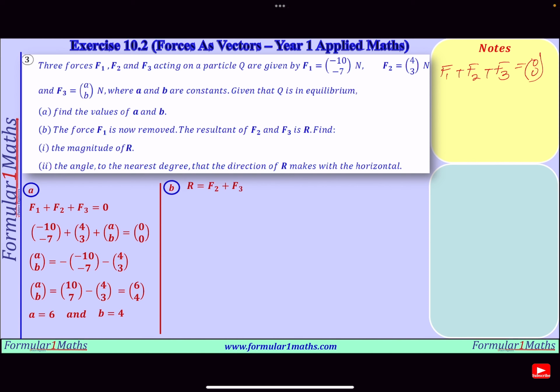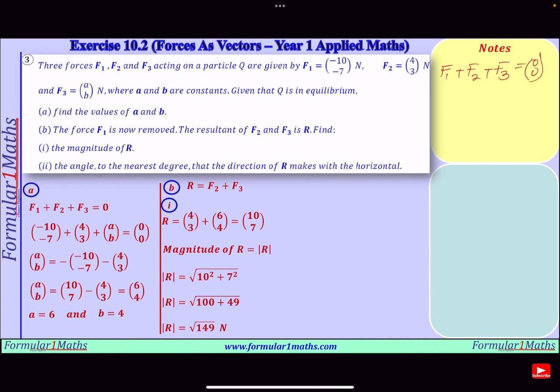Now we can go and find R because we now know F3. So the resultant of F2 and F3 is R. That means we add them. If we add them, we are going to get 10I plus 7J. We can now find the magnitude of R by using Pythagoras theorem. And that means the magnitude of R is equal to the square root of 10 squared plus 7 squared. That gives square root of 100 plus 49. And evaluating gives the square root of 149.